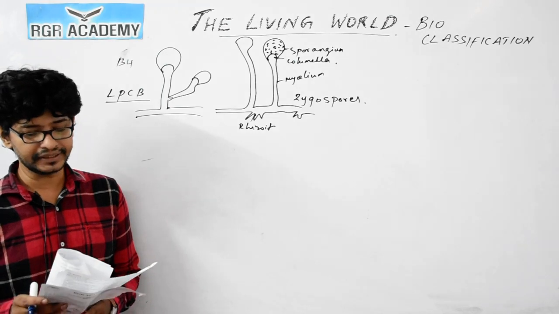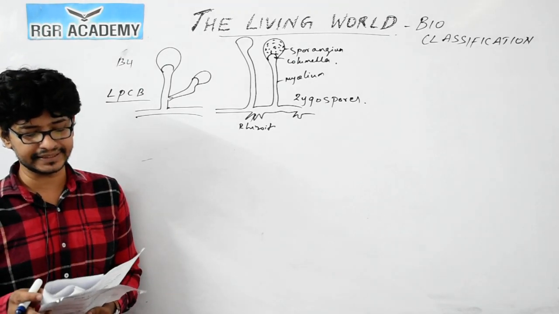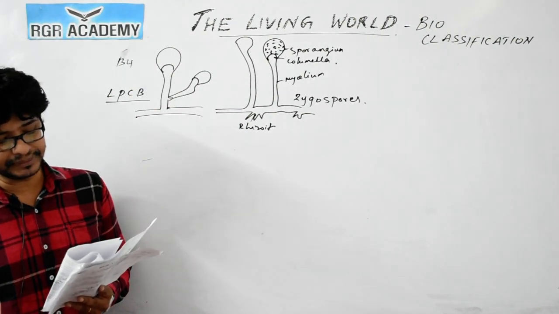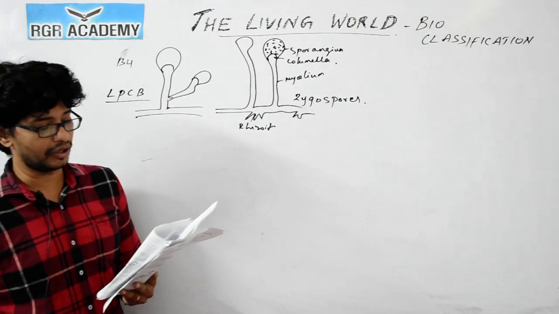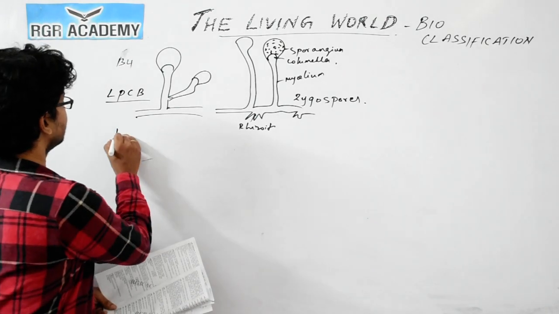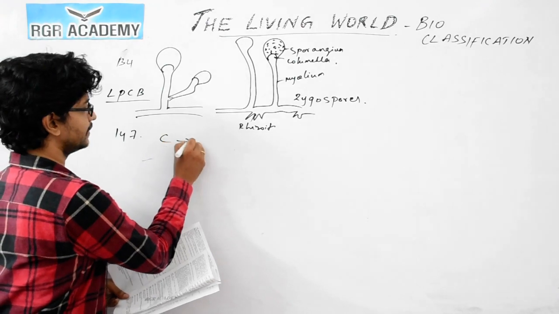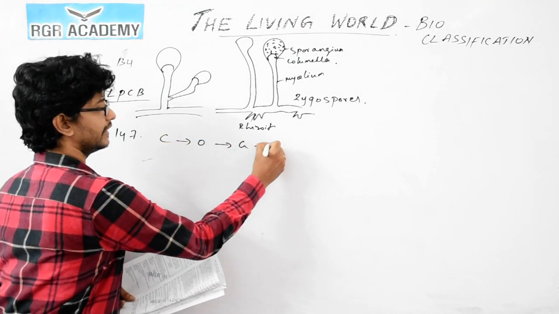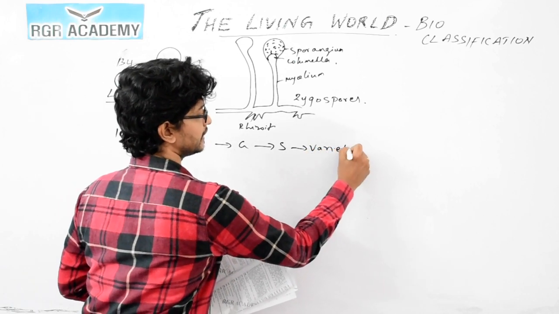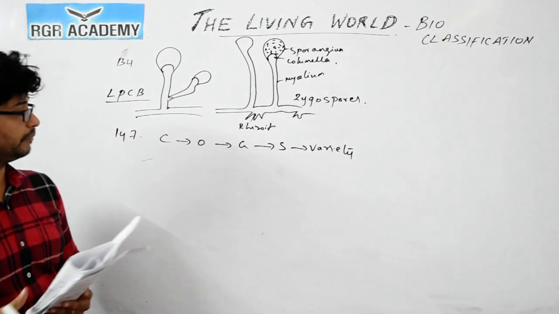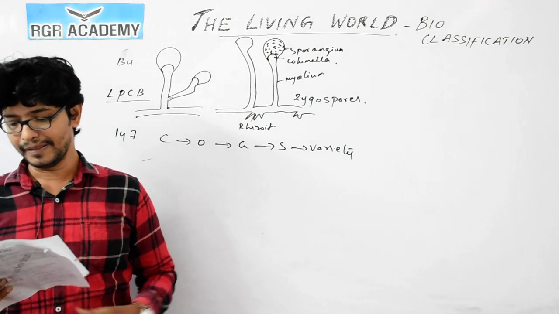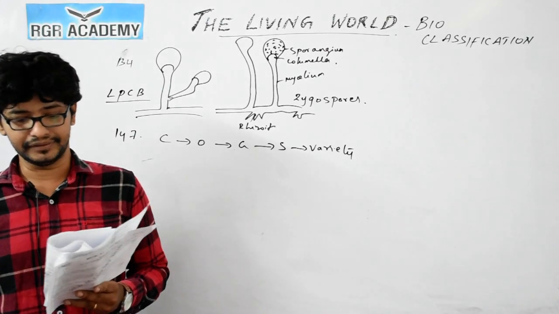Question 147: identify the correct sequence of the taxa in the linear hierarchy. Class, order, genus, species. First we have the class, order, genus, and species, and then below the species we have the subspecies and the variety. Before this we have the kingdom, the phylum, everything else. This is the common hierarchy we talk about.